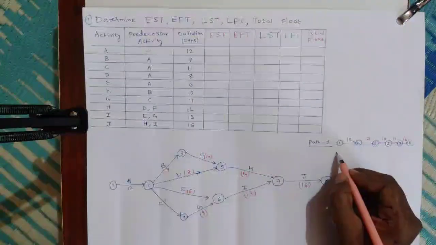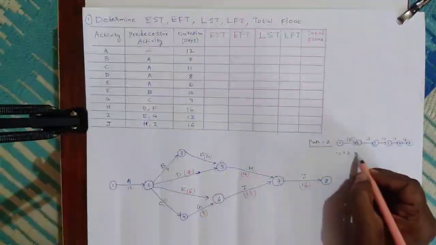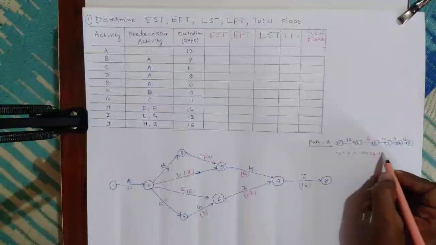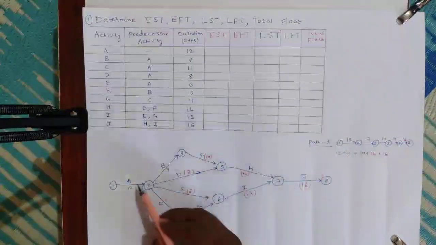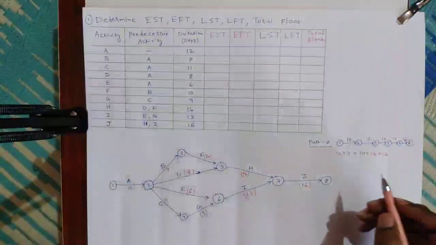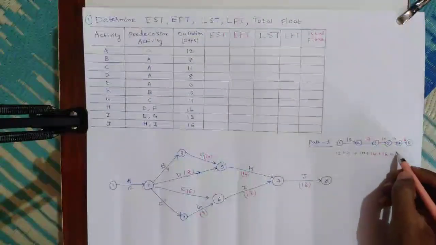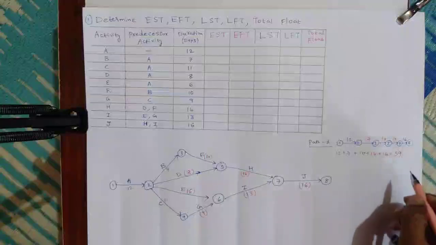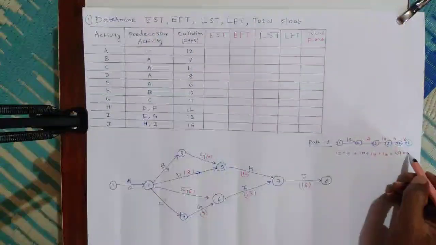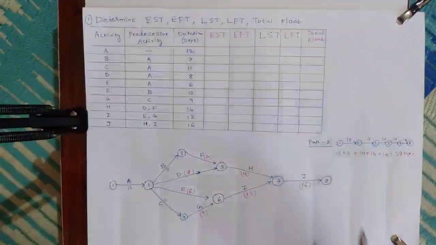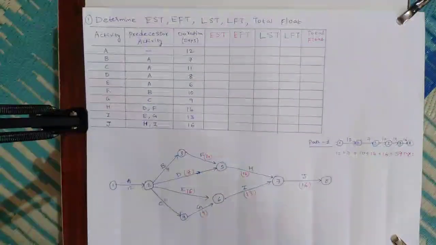If you sum all this, 12 plus 7 plus 10 plus 14 plus 16, only for the first path, path 1, we will get 59. Okay, that means 59 days. Here duration is given in days, so for path 1, 59 days is required.